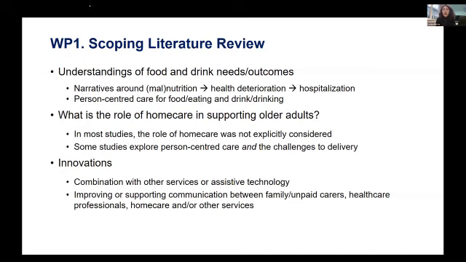However, we also found that there is a tendency in the literature not to include home care as a space for innovation. Again, often home care might have been the place to recruit people, but not necessarily to understand the key role that home care workers, for example, can play in innovative interventions. So this is something that definitely calls for more reflection.